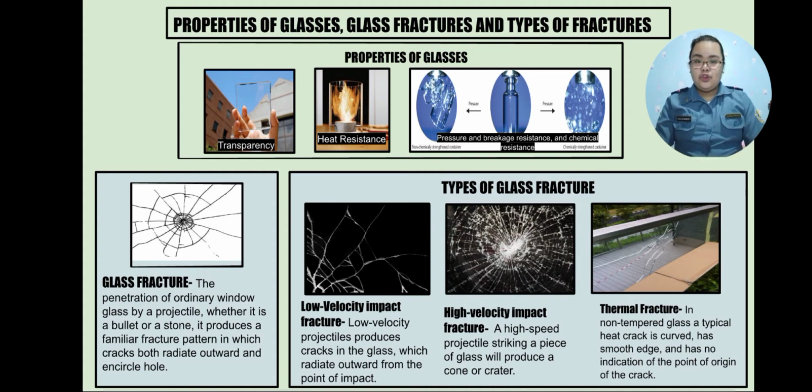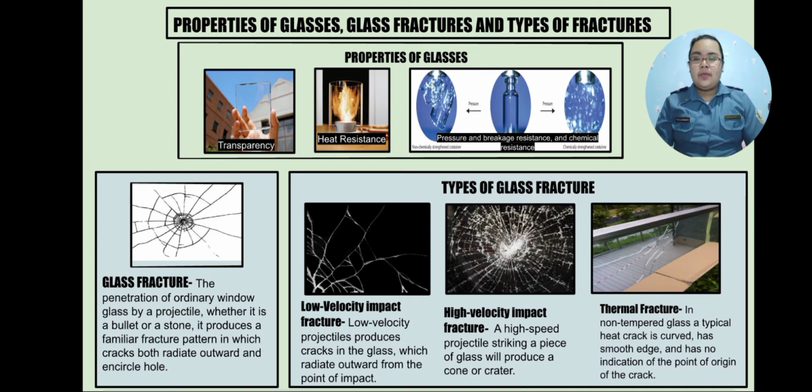The penetration of ordinary window glass by a projectile, whether it is a bullet or a stone, produces a familiar fracture pattern in which cracks both radiate outward and encircle the hole. So dito daw po sa glass fracture, kahit bullet or stone pa man yung tumama dun sa glass, isa lang daw po yung magiging itsura ng pagkakabasag sa isang glass. So magpo-produce sila ng familiar fracture pattern. So let's proceed to the types of glass fractures.